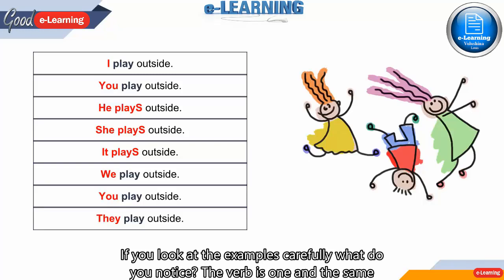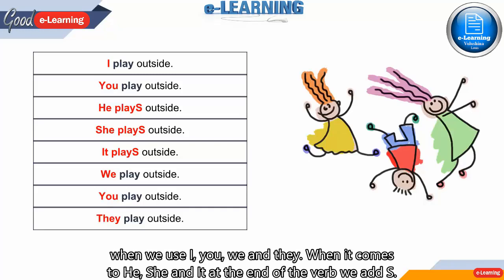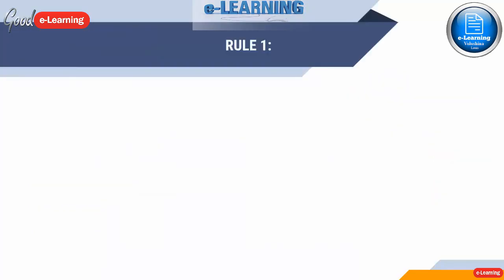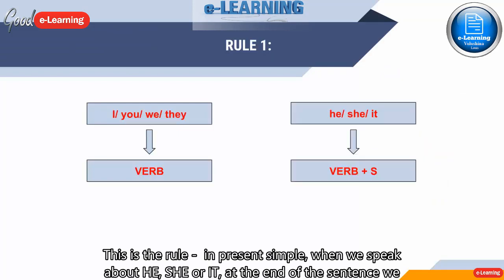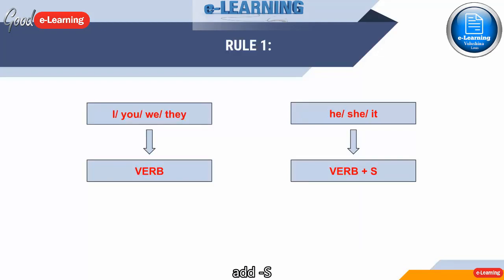The verb is one and the same when we use I, you, we, and they. When it comes to he, she, and it, at the end of the verb, we add s. Well, this is the rule. In present simple, when we speak about he, she, or it, at the end of the verb, we add s.